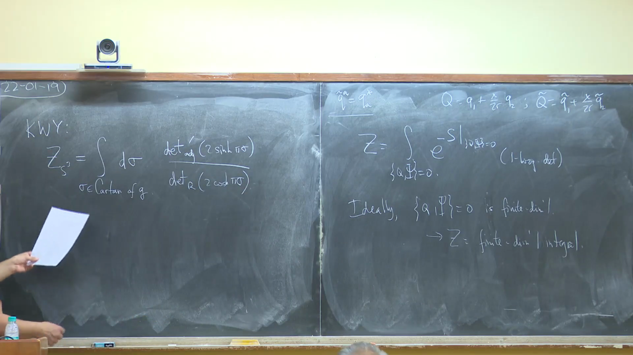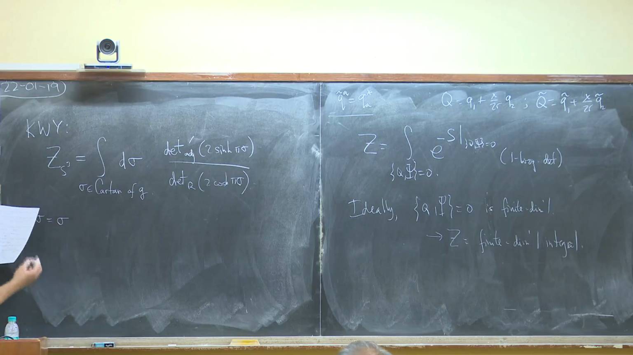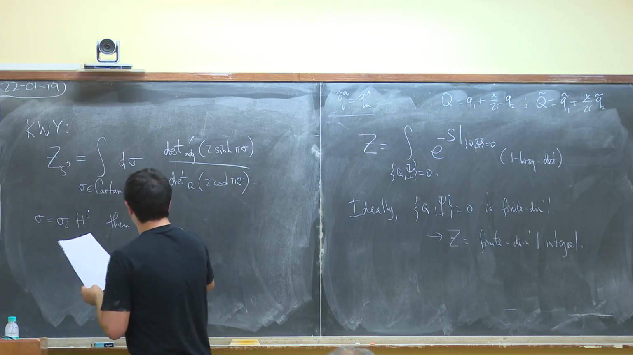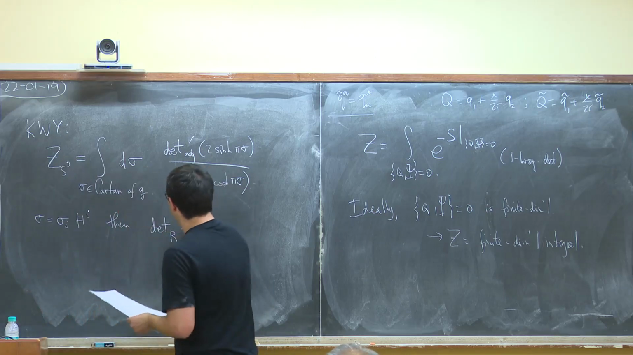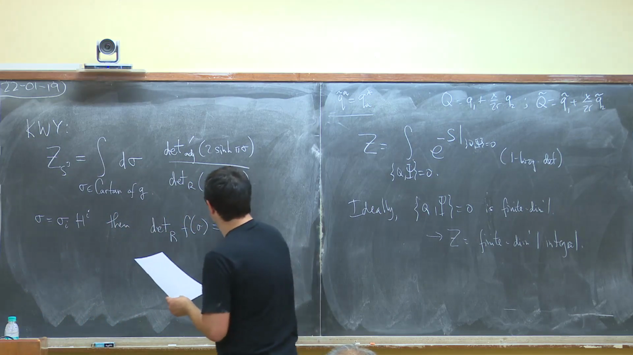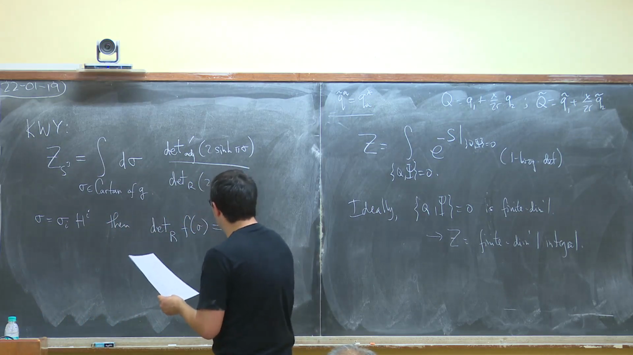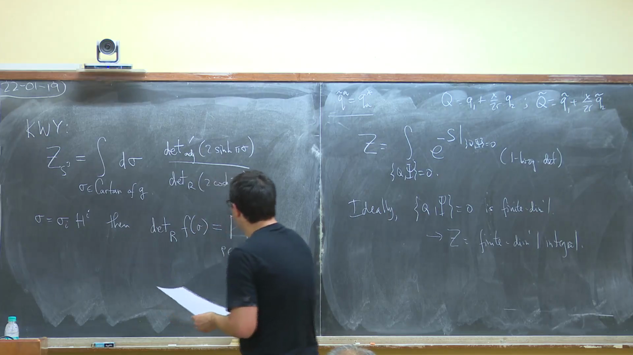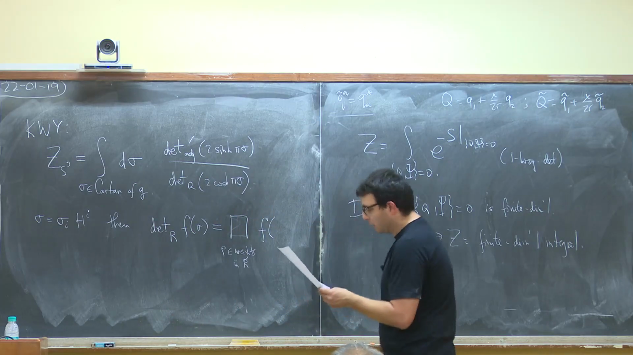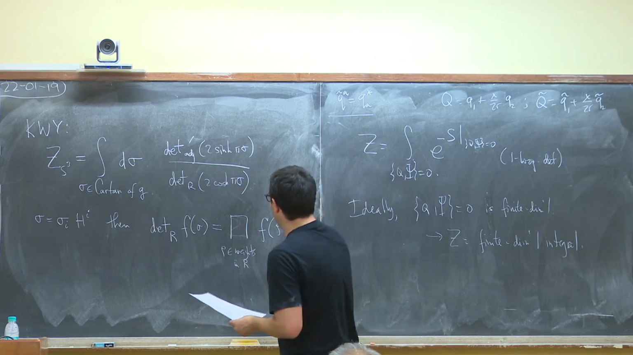To be explicit, sigma is in the Cartan, so it's a linear combination of the Cartan elements, sigma^i h_i, where h_i are the Cartan elements. And then this determinant in some representation of some function of sigma is defined as the product over all the weights in that representation, and we take F and we evaluate it at rho_i sigma^i.